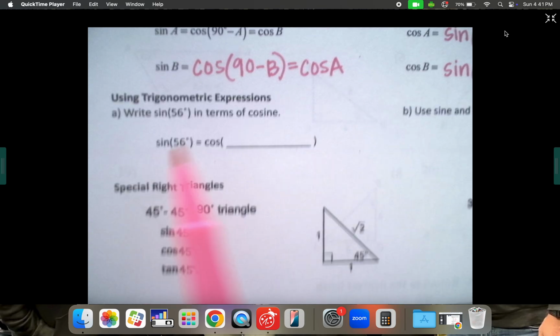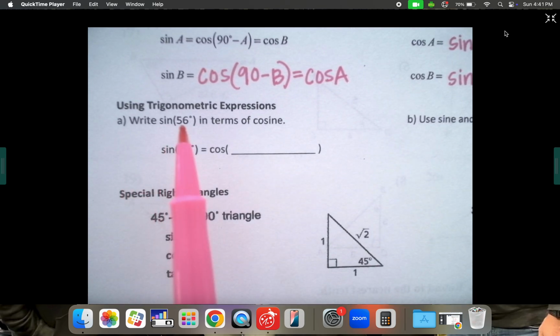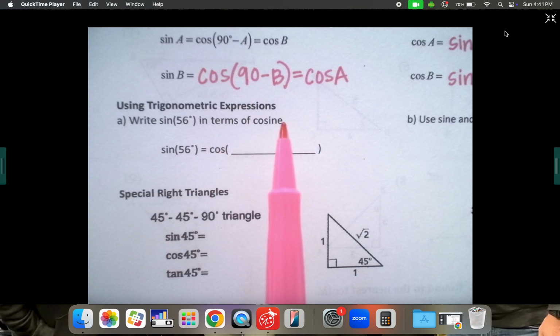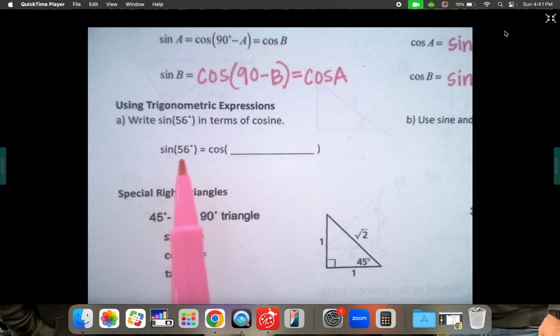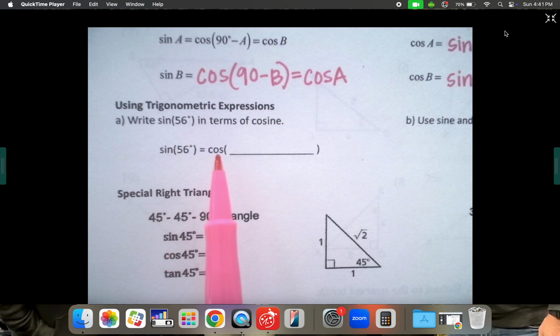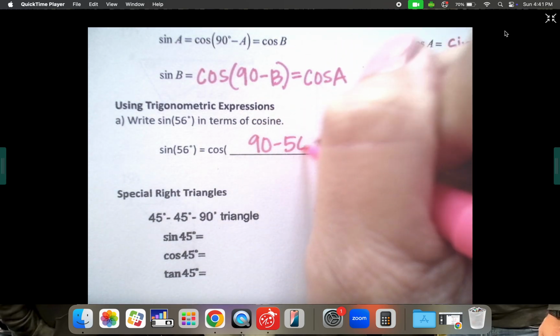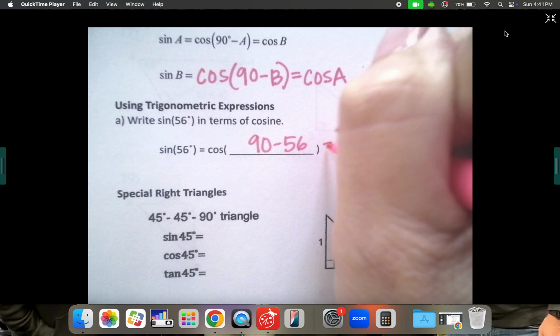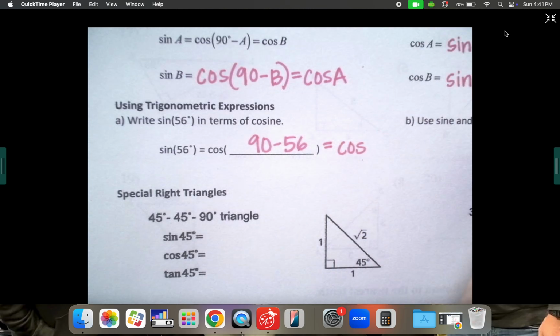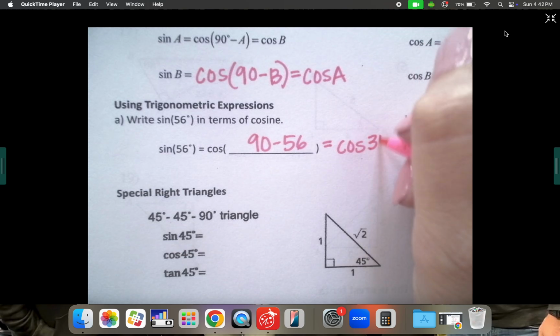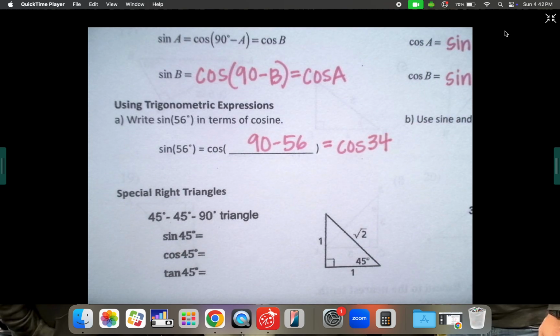Okay, let's actually do some work now. Using what we just came up with, write sine of 56 degrees in terms of cosine. So the sine of the 56 degree angle is equal to the cosine of 90 minus that 56 degree angle, which means it's equal to cosine of, I don't know if you did that math in your head, I think it's 34. Okay, I think that's going to help us.